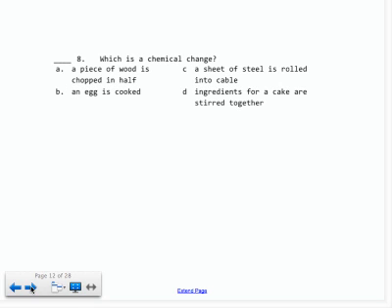Keep in mind, chemical change means the substances are altered in the process. So a piece of wood being chopped in half does not change the composition of the wood, it just makes it into two pieces. An egg cooking. Okay, the proteins and other items in the egg are actually changed during that process. So that would be B as a chemical.